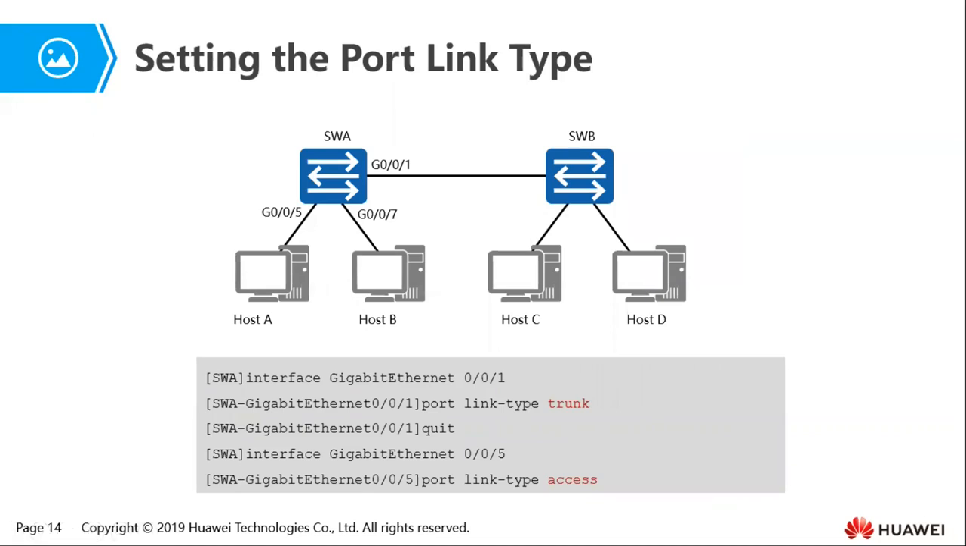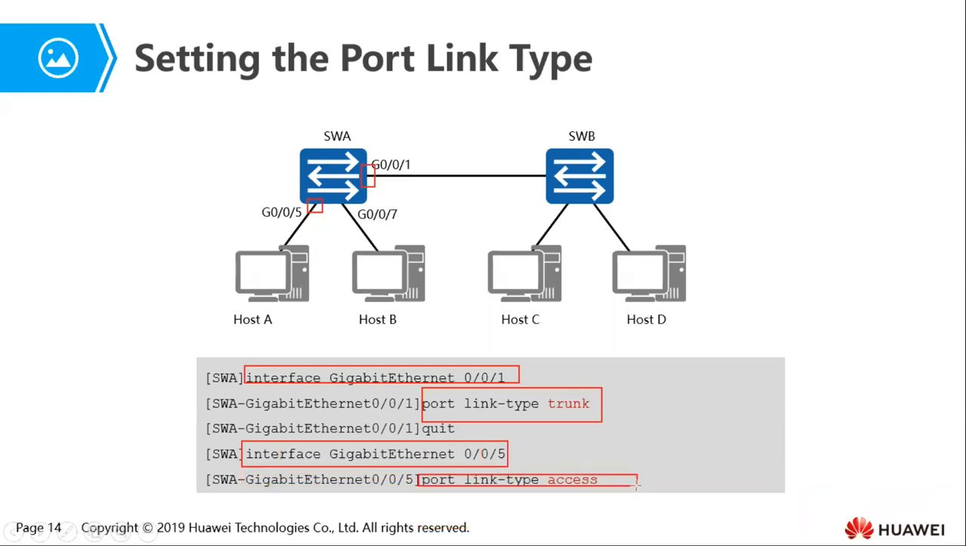So how do we set the port link type? We saw that we have the trunk link type, we have the access, and we also have the hybrid, which is actually the default. Here, in switch A, we want to configure this particular interface as a trunk port, and this interface as an access port. How do we do that? We go to the individual interface, then we use the command port link type trunk. Then for G005, we go into that and use the command port link type access, because we want this to be an access port.